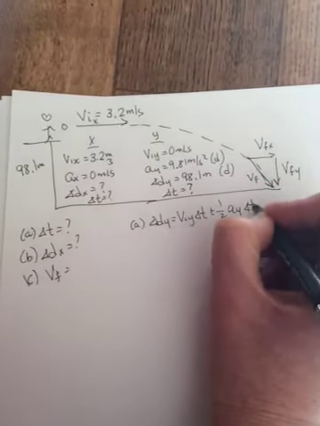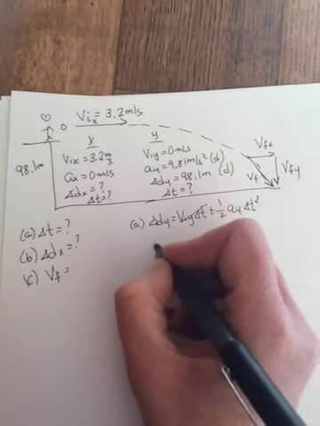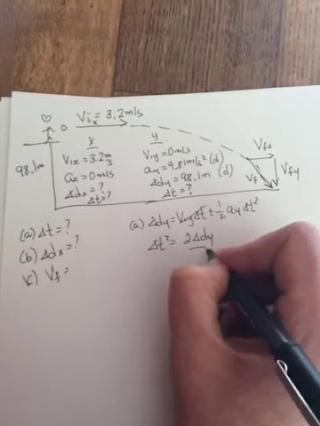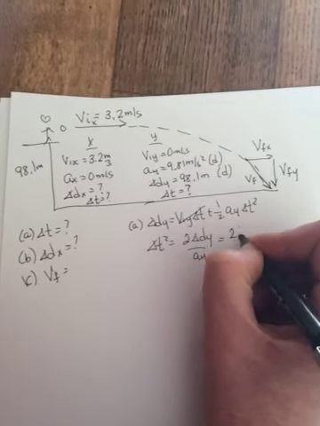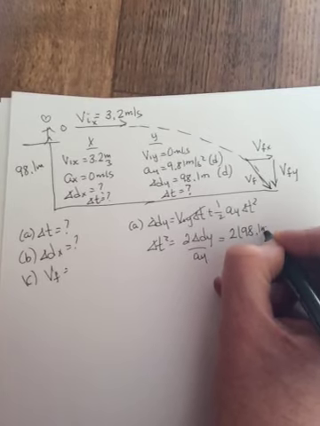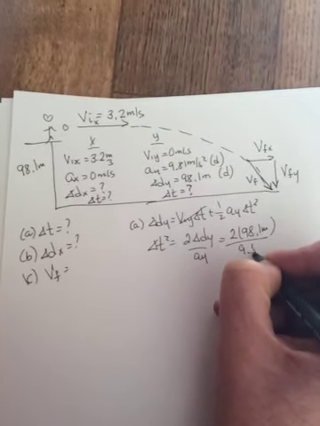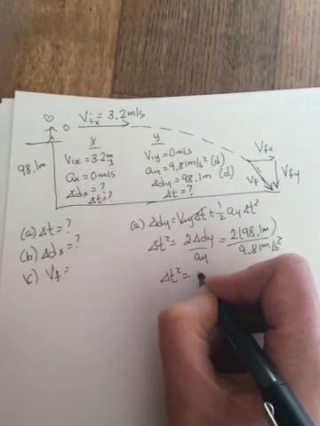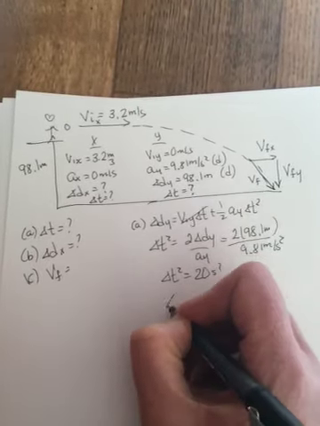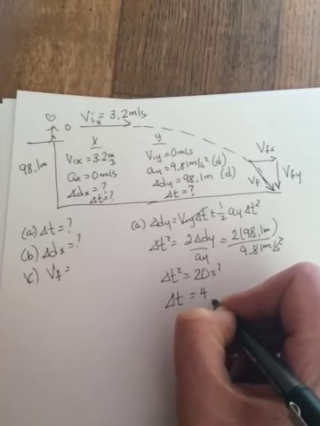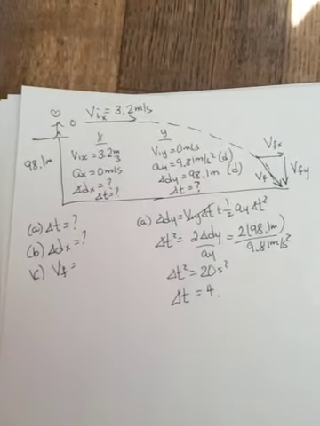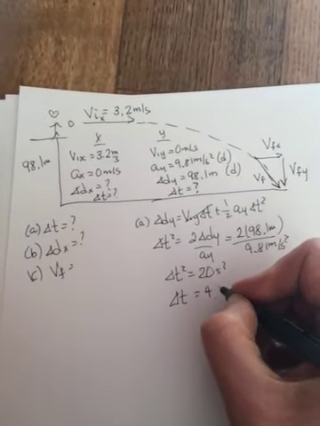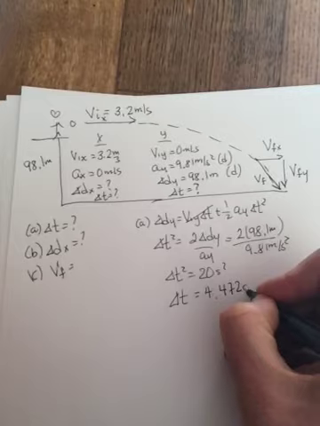And you have delta d, vi, and a, so delta dy is equal to viy delta t plus 1/2 ay delta t squared. This term goes to 0. Multiply both sides by 2. Divide by a. So 2 times 98.1 meters divided by 9.81 meters per second squared. t squared is going to be 20 seconds squared. So t is going to be 4.4 something. 4.472 seconds.